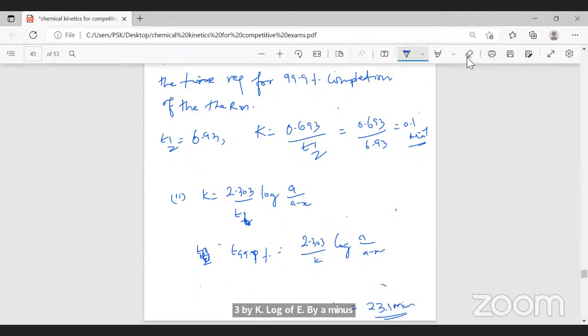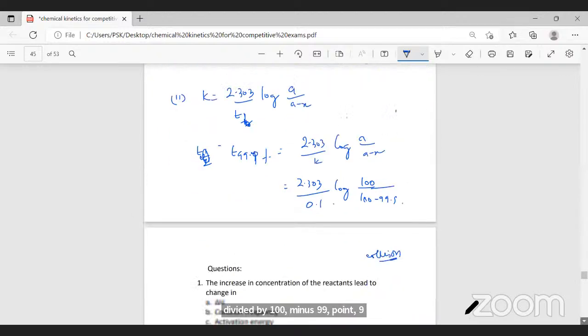So we know that initial concentration is 100. So 2.303 by K, we found out it to be 0.1, into log of initial concentration 100 divided by 100 minus 99.9. So it's a simple simplification.